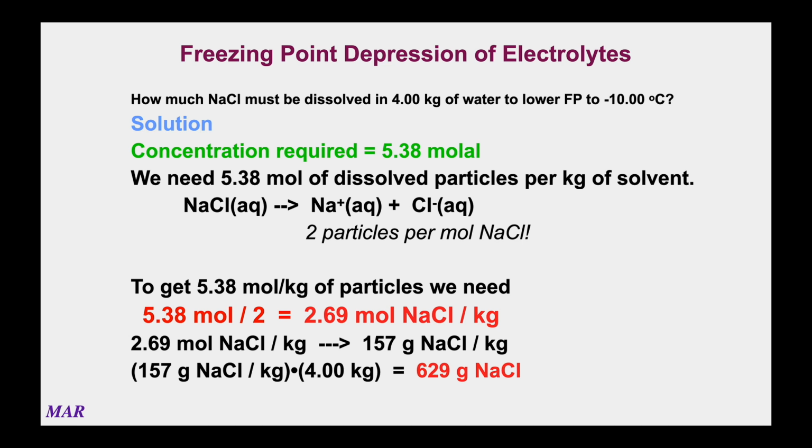The sodium chloride molar mass is about 58 grams per mole, so you can turn 2.69 moles of NaCl into grams of NaCl and then multiply it by the 4 kilograms of water to get rid of that. You're going to need 629 grams of NaCl to place in 4 kilograms of water, and that should make your freezing point 10 degrees lower than pure water. So the amount of dissolved particles becomes super important for ionic compounds.